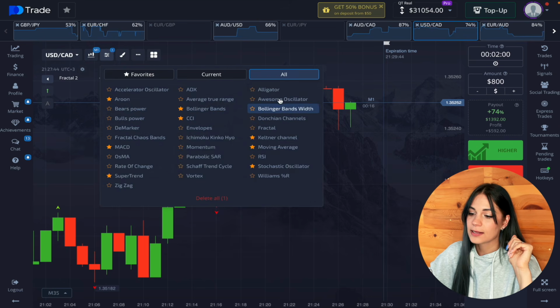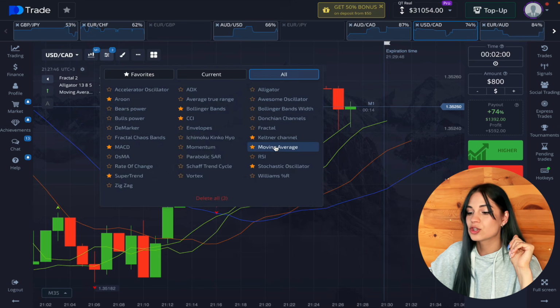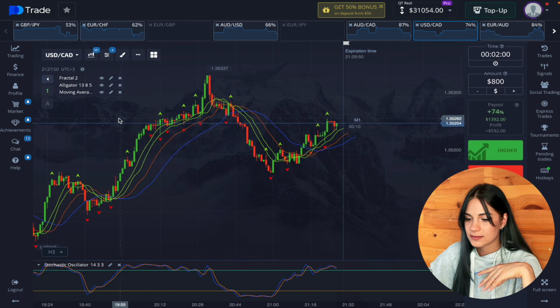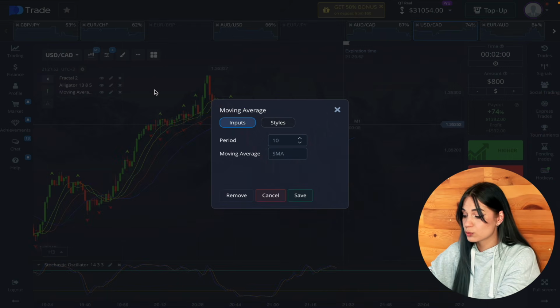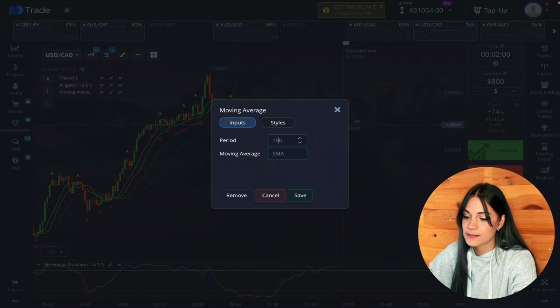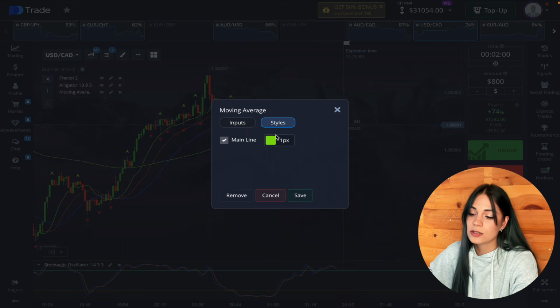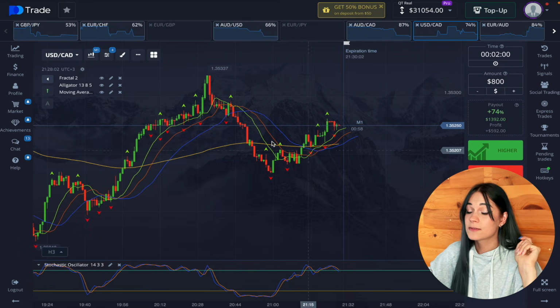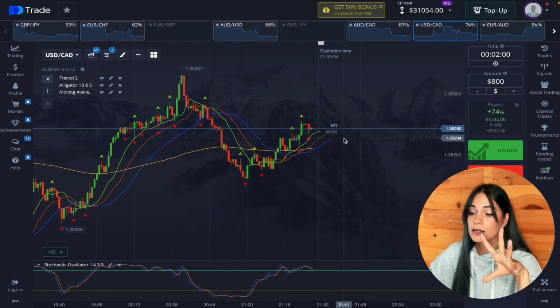So fractal, alligator, moving average, and stochastic oscillator. Every setting is the same except for the moving average. We're changing it to 150. Type is going to be EMA, and for the style, I'm changing it to yellow just because I like it that way. Now everything is finally ready and we can get started.